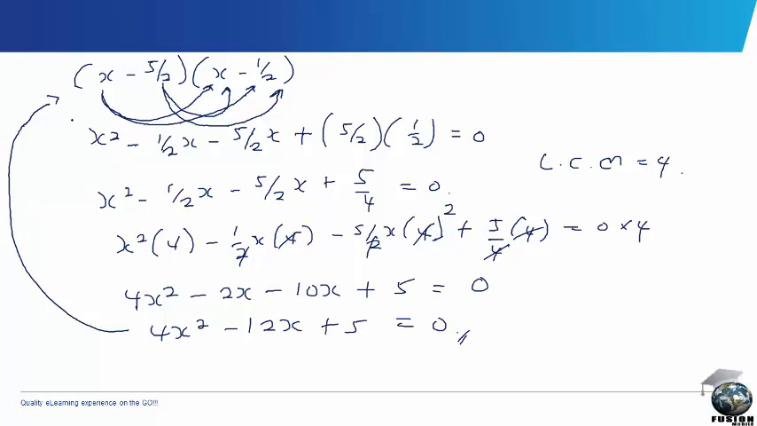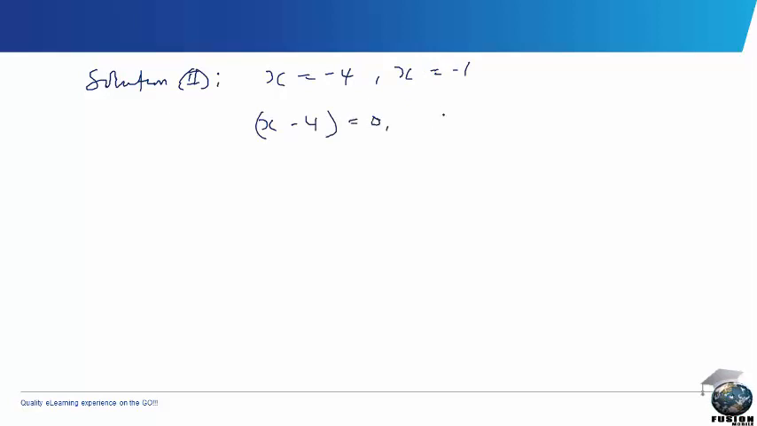Alright, we go over to solution 2. Okay, and in 2 we are given x to be equal to minus 4 and x to be equal to minus 1. We can simply say x minus 4 is equal to 0, and then x minus 1 is equal to 0. So the two brackets we have are this and this equal to 0.